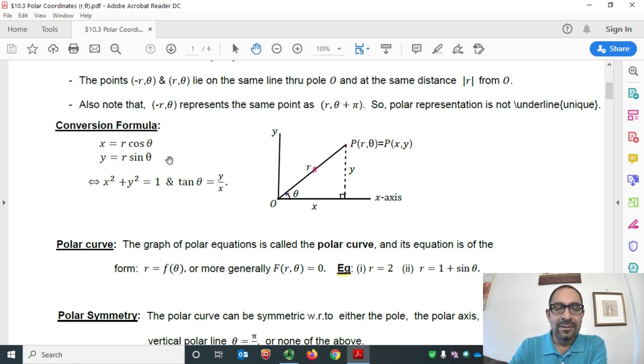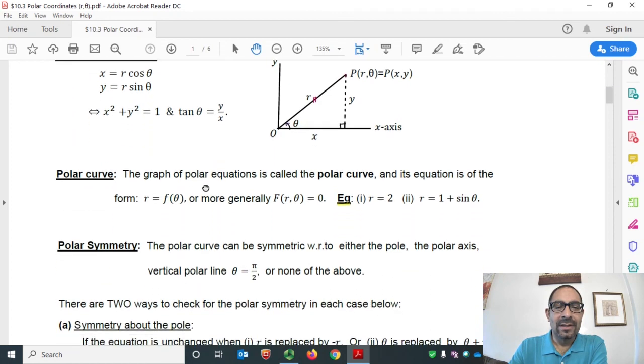Now let's move on. The polar curve: the graph of a polar equation is called a polar curve, and this equation is of the form r equals a function of theta, or more generally, bring f(theta) to the left and this becomes a function of r and theta equals 0. Quick examples: r equals 2, r equals 1 plus sine theta.